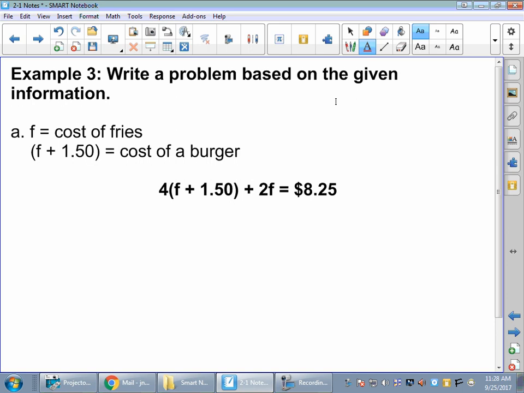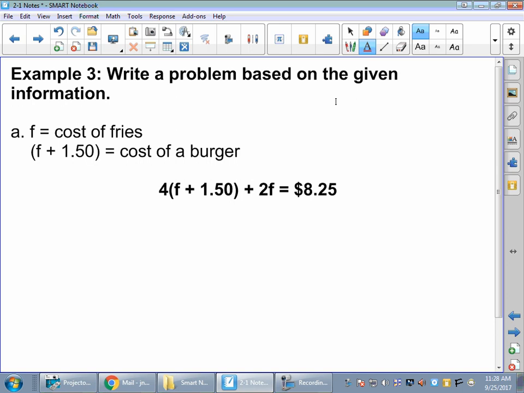Now we're going to get into some actual words where the variables mean something. So F is the cost of fries. That's what's nice about a variable. You can make it equal different values, and by putting the F, you can think fries. And then F plus $1.50 is the cost of a burger. A burger costs $1.50 more than fries.